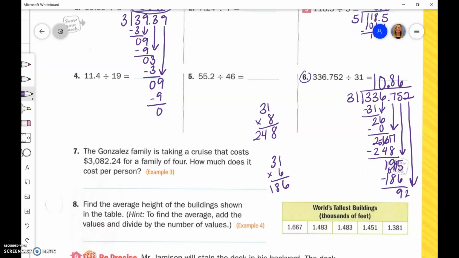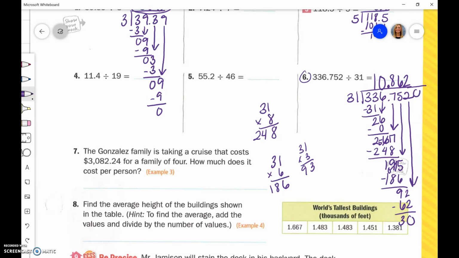31 times something. Well, 31 times 3 is going to give me 93. That's over. So I know it's got to be 31 times 2. Well, that's pretty easy. 31 times 2 is going to be 62, because 31 plus 31 is 62. Okay, so I'm going to subtract. I'm going to be left with 30.